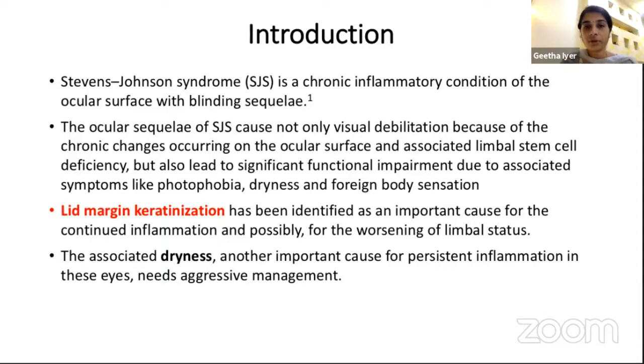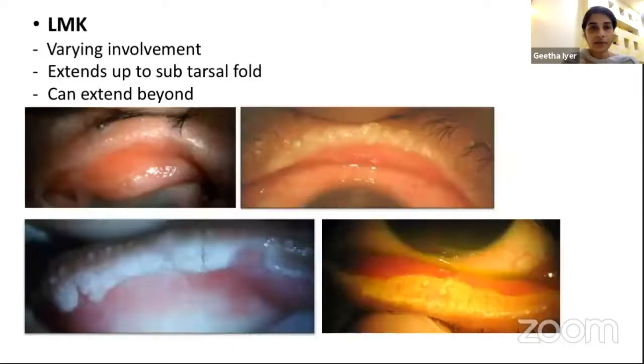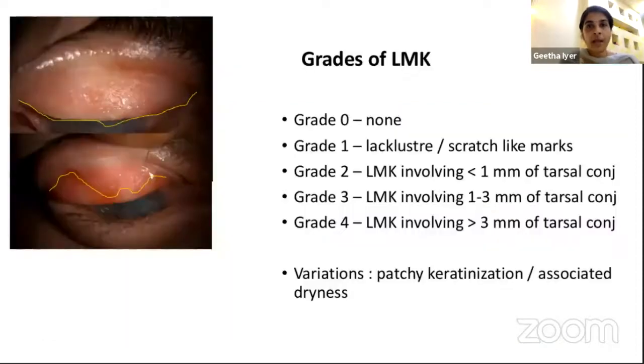It's extremely important to also understand the extent of associated dryness, another important cause for persistent inflammation in these eyes, which needs aggressive management. So when we speak about lid margin keratinization or LMK, as these pictures show, you can have a varying involvement of the lid margin. Usually it extends up to the subtarsal fold, though it could definitely extend beyond just the lid margin alone. Based on the extent of involvement, we have graded LMK into 4 grades.